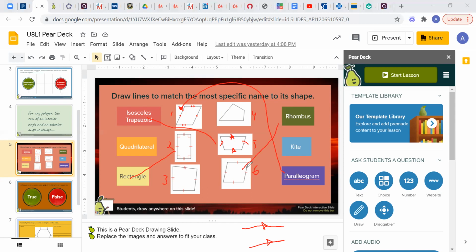Which one represents a kite? Let's see. We have 4 and 3. A kite is a 4-sided figure in which the sides next to each other are congruent. 3. 3, okay. So this represents a kite. Whenever you see two sides next to each other being the same, you are talking about the kite. As you can see, the lower sides here are the same and the upper sides are the same.